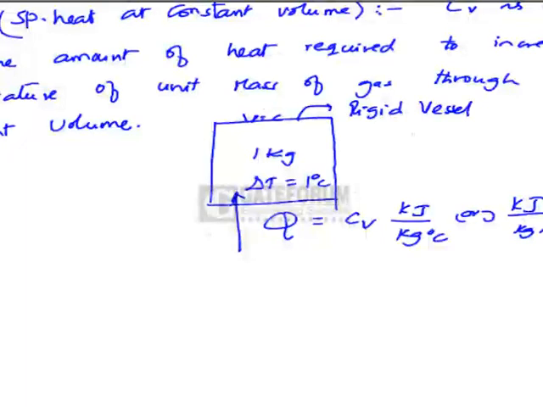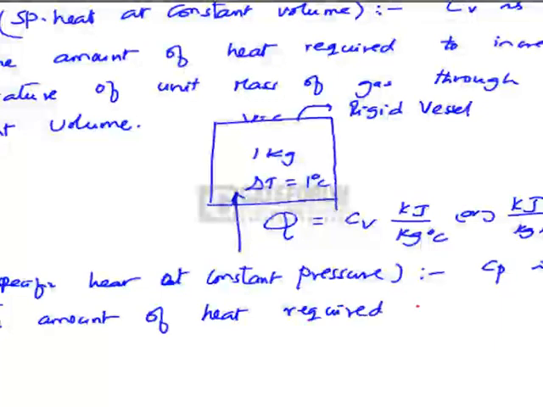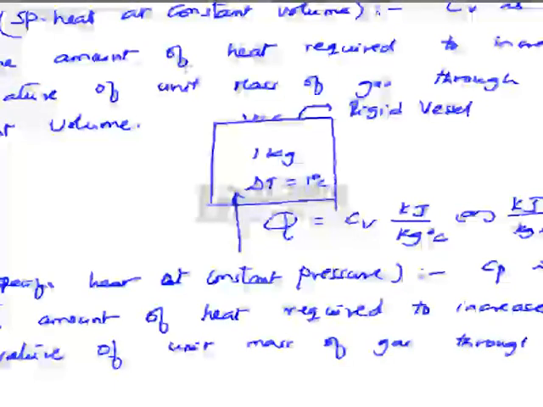Coming to next, specific heat at constant pressure. Its definition can be given as Cp is defined as the amount of heat required to increase the temperature of unit mass of gas through 1 degree centigrade at constant pressure.